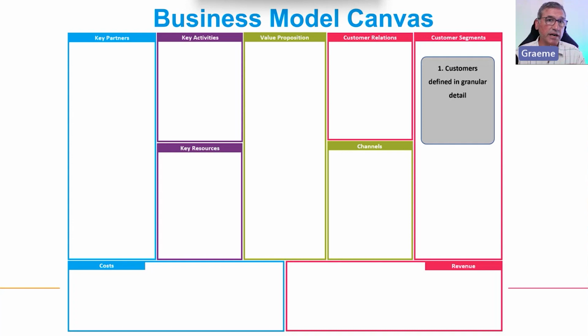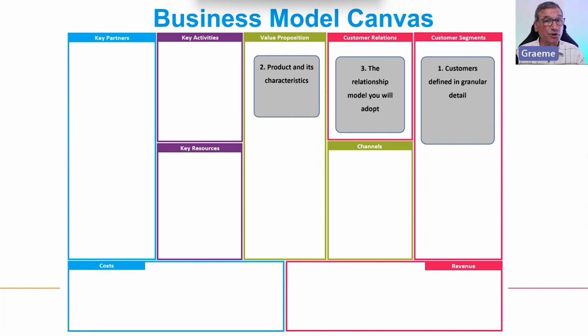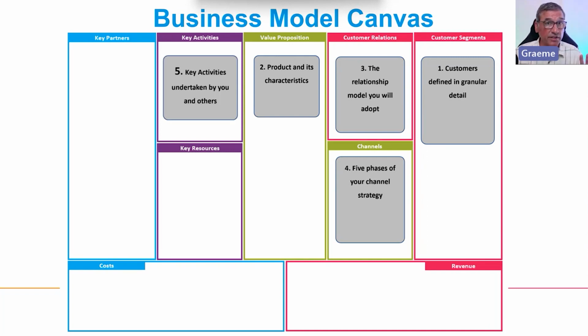You've got a certain type of customer, you've got products, and you need to be able to describe the characteristics that resonate with that customer base. This is to create long-term relationships, and you do all of that through your 5 phases of your channel strategy and get that right. And it doesn't need to be complicated. In fact, the opposite is the case.